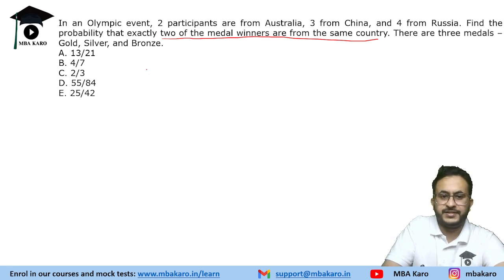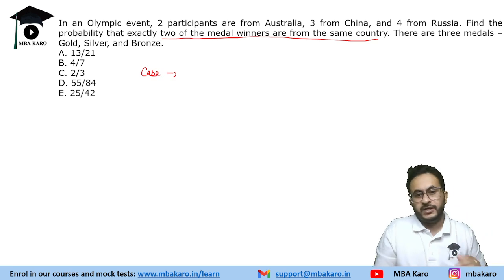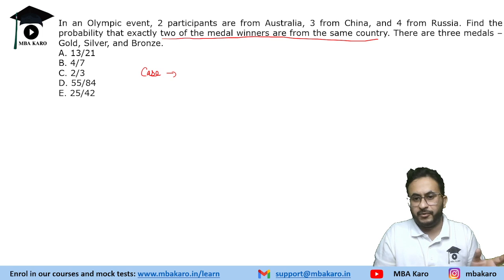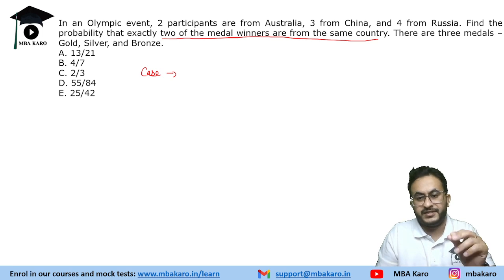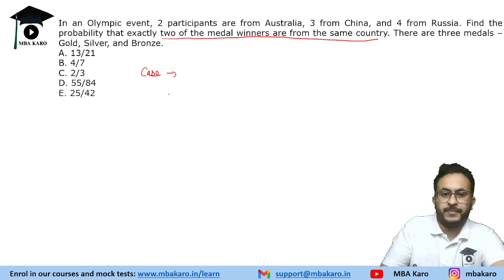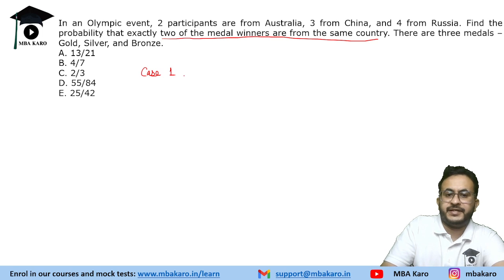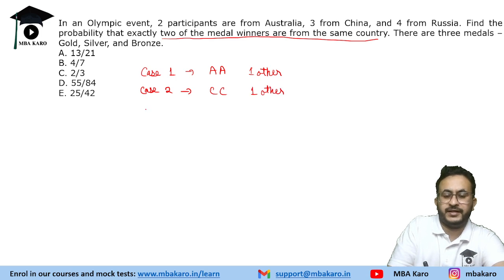So we will have cases. First case: here also the arrangement is not important. Which medal they get is not important. We just have to say that 2 of them should be from the same country. So case 1 is, let us say, 2 from Australia and 1 other. Case 2 is 2 from China and 1 from other. The other can be any of the remaining countries. Case 3 is 2 from Russia and 1 other.